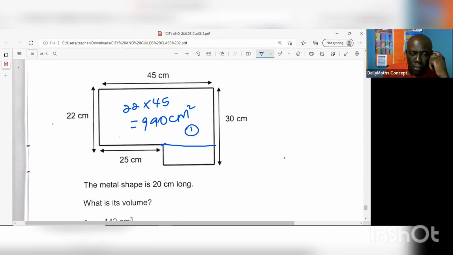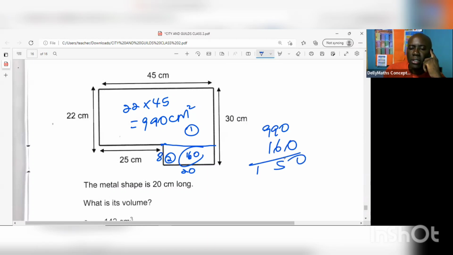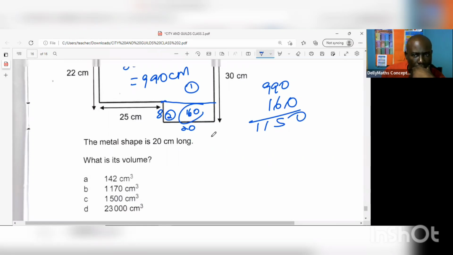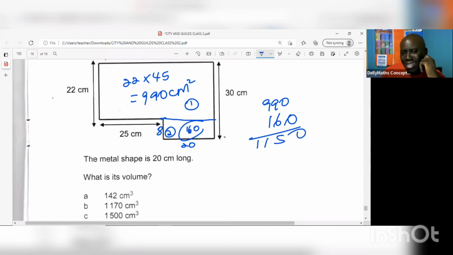So this is situation 1. For situation 2, this distance here is 20 and this distance here is 8. So 20 times 8 is 160. So it's 990 plus 160, which is 1,150. All right, so that's the area.